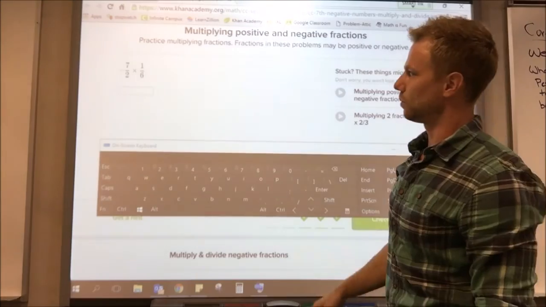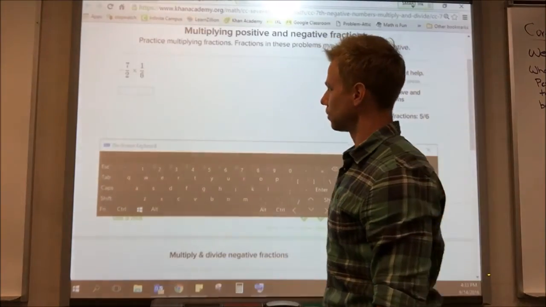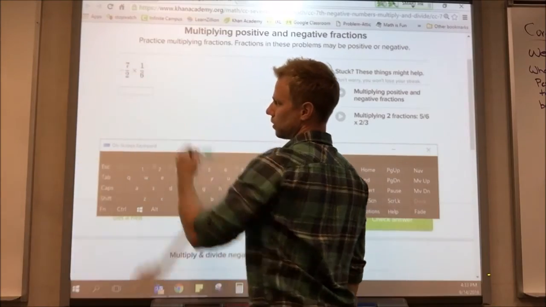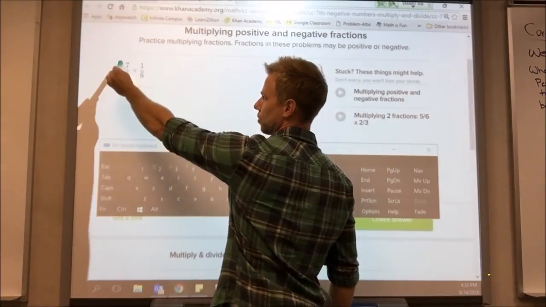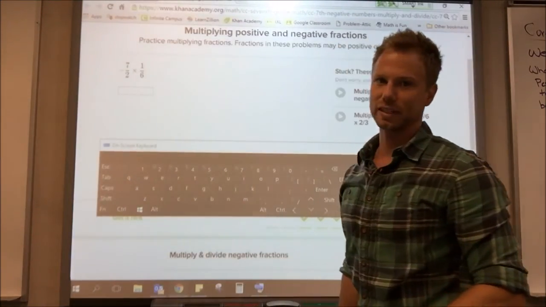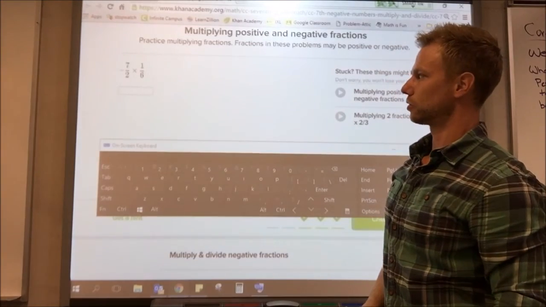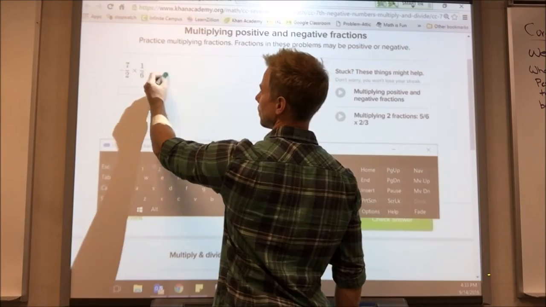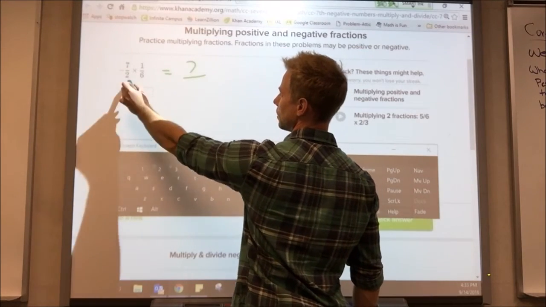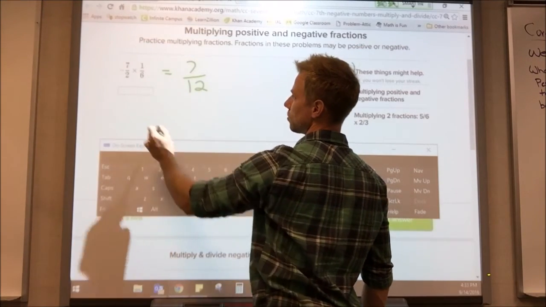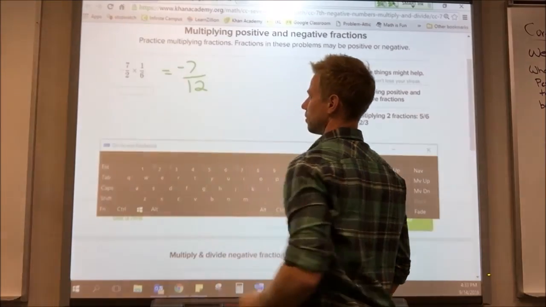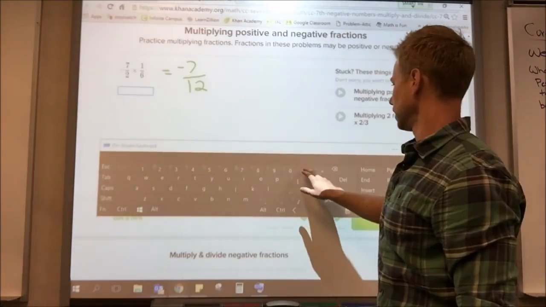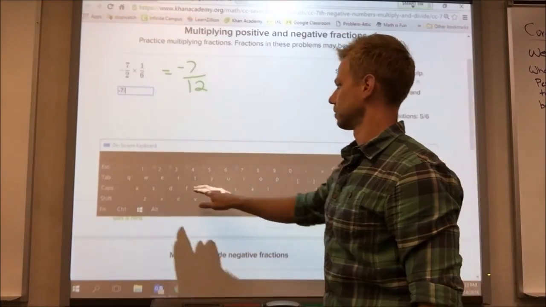All right, same thing again. See if we can cancel anything. I can't reduce either of these fractions, and I can't cross cancel anything, so there's nothing I can do. I just need to multiply across. 7 times 1 is 7, 2 times 6 is 12. A negative and a positive, they're unlike, makes a negative. So we just get a negative 7/12.